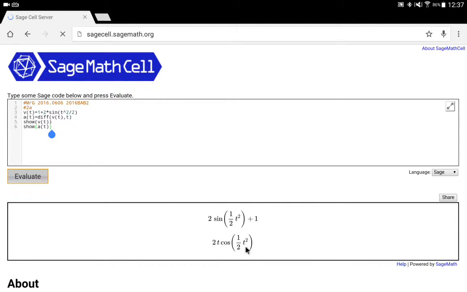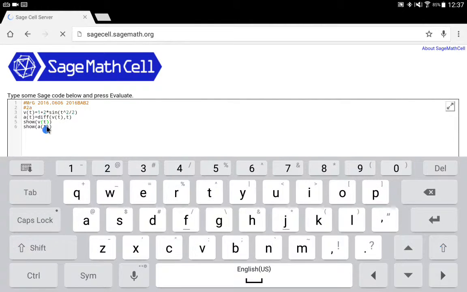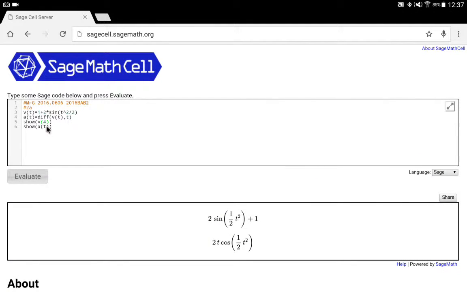And of course a of t you could have done easily with the chain rule without Sage, but there it is. Now I don't want v of t and a of t, I want v of 4 and a of 4. See if they're different signs, right? It's slowing down if there are different signs. So v of 4 and a of 4.